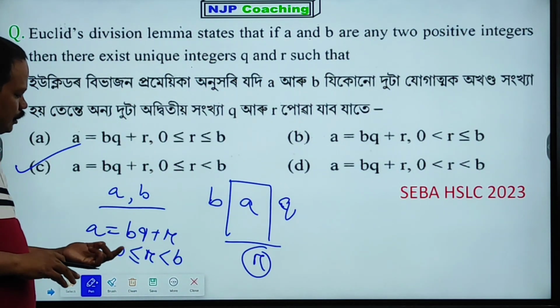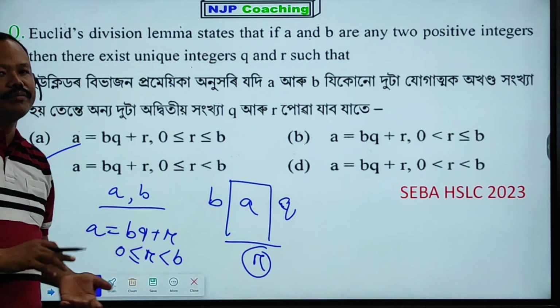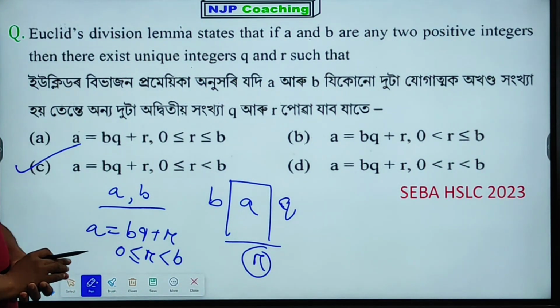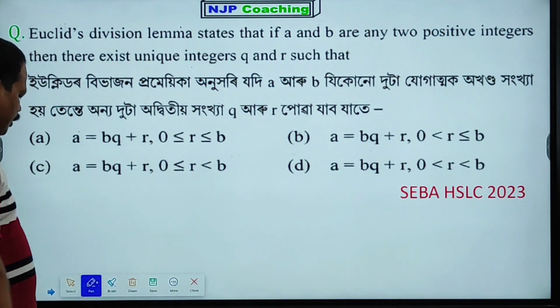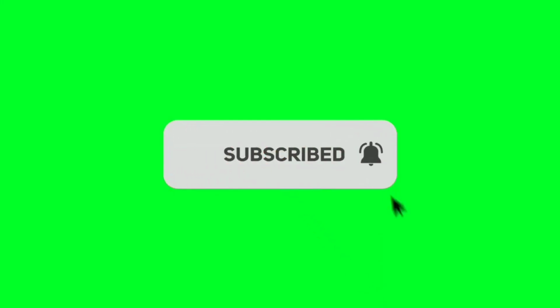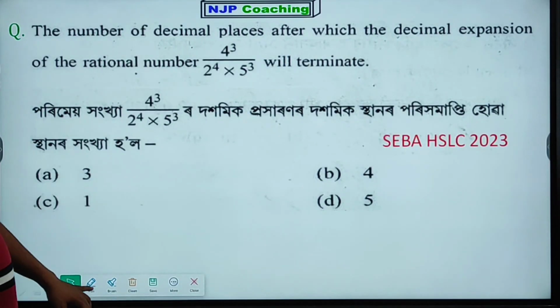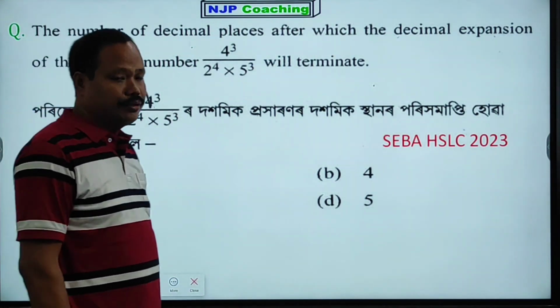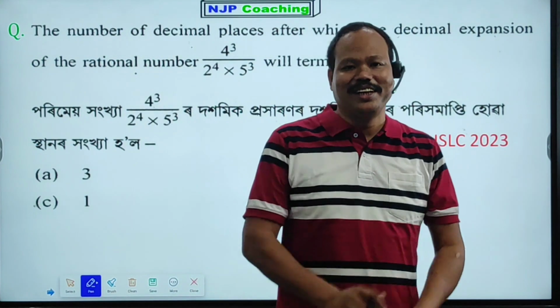Than B. Sometimes it is greater than 0 and sometimes equal to 0. So 0 less than or equal to R less than B. C is the right answer. Next. Okay. This question also came in SSLC 2023.